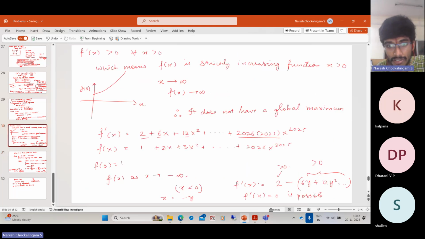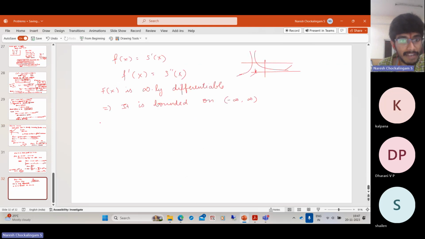So for very large negative values, for x tending to minus infinity, f of x tends to minus infinity as well. Therefore, there is no global minimum.